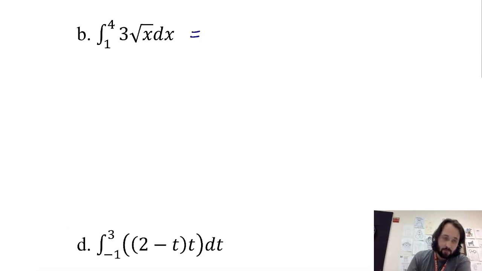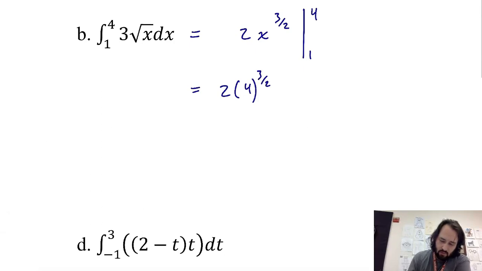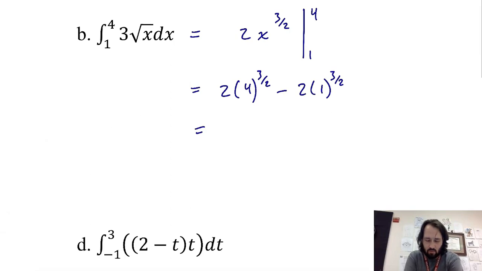So again, I'm going to find my antiderivative first. So let's see, that would be 2/3, so it would be x to the 3/2, from 1 to 4. So this would be 2 times 4 to the 3/2 minus 2 times 1 to the 3/2. Let's see, 4 to the 3/2, the square root of 4 is 2, and then raised to the third power is 8, so 2 times 8 is 16, minus 2 should be 14. I'll verify on my calculator.